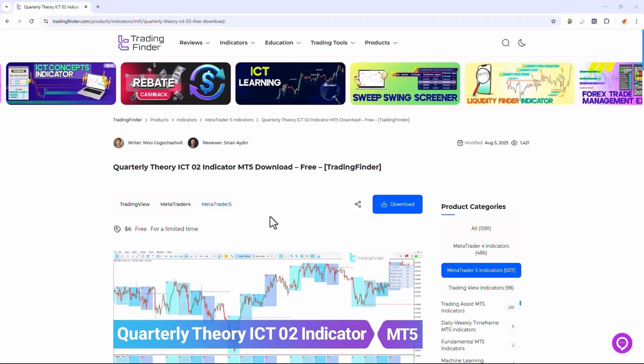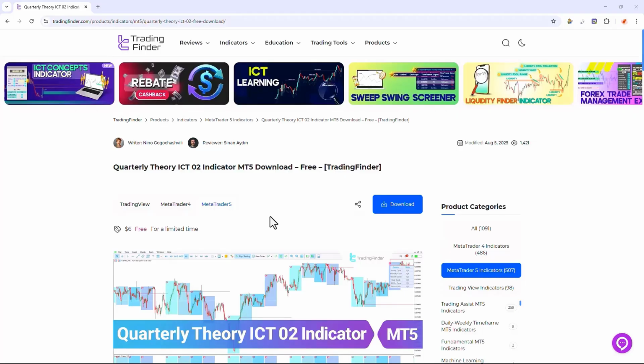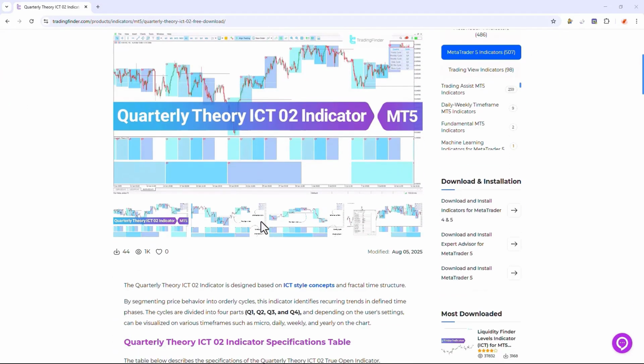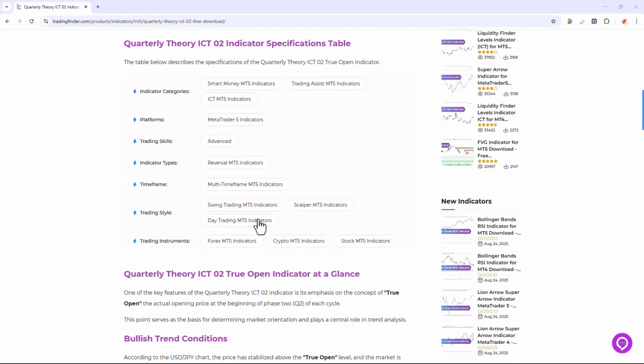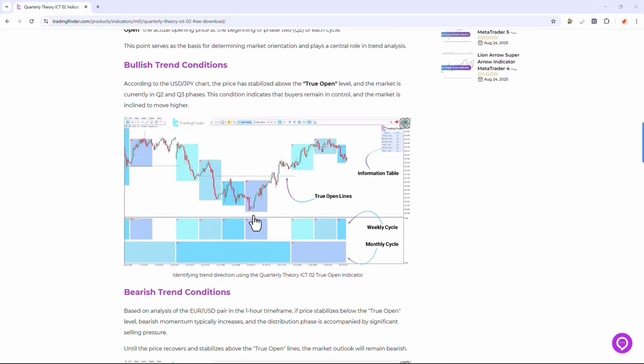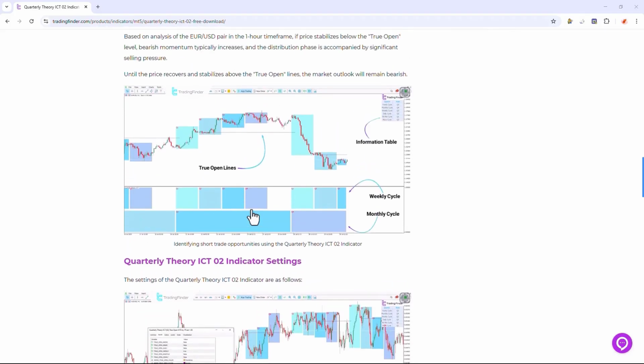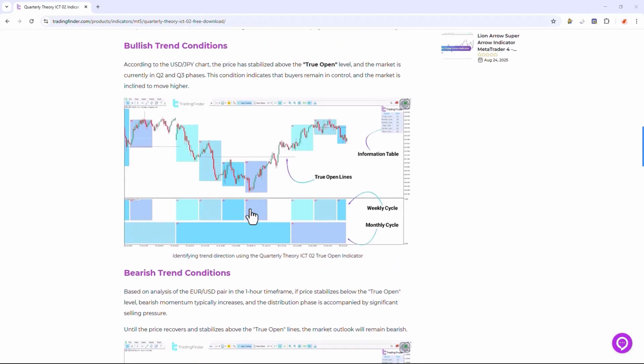The Quarterly Theory ICT indicator, specifically version 02, which is readily offered for various trading platforms on the official TradingFinder website, can be conveniently downloaded from this dedicated section for both the widely used MetaTrader 4 and the advanced MetaTrader 5 platforms, allowing it to be seamlessly run and utilized directly on your trading chart. Additionally, interested traders and users can thoroughly read through this informative page to gain a deeper understanding of precisely how this powerful indicator functions, its intricate operational mechanics, and its full range of valuable functionalities and practical applications.